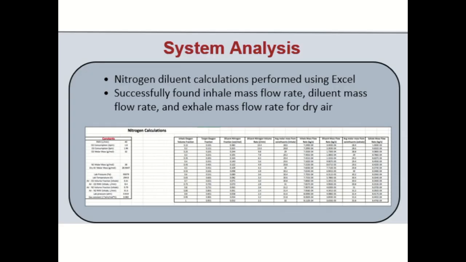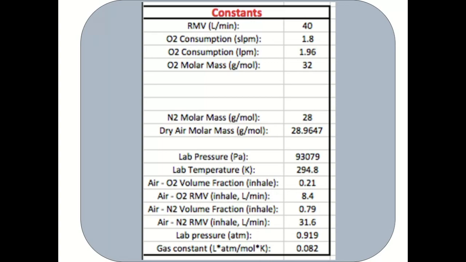Here we have the system analysis of the project that was executed using Excel. Here are the constants that were used in the calculations. RMV here stands for respiratory minute volume, and it's the nominal breathing rate, which is set at 40 liters per minute, which was one of the system requirements for the project.